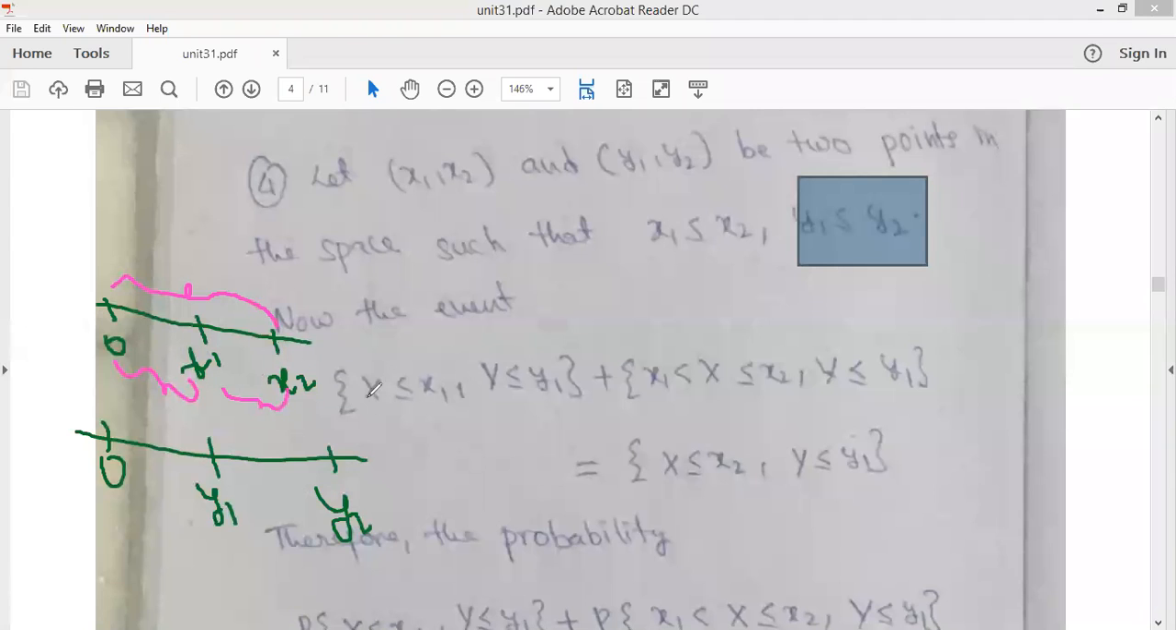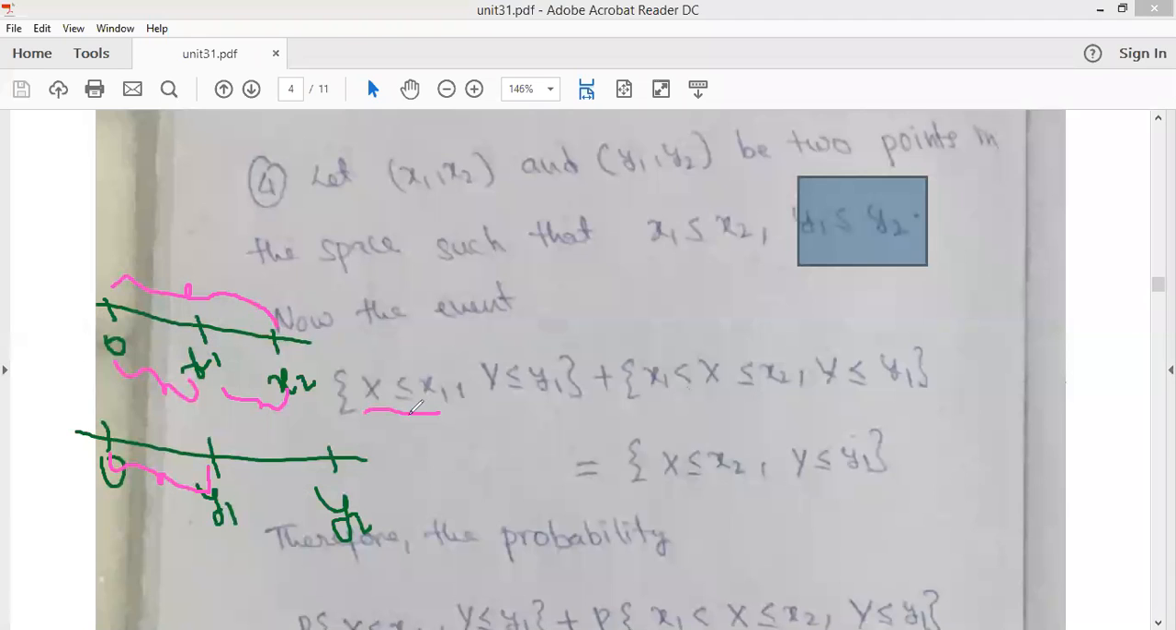So x less than or equal to x1, y less than or equal to y1, plus, and what is the range here? x1 less than x less than or equal to x2, y less than or equal to y1. We are not changing the y range. Y range is taken as 0 to y1 only. So 0 to y1 we have taken for y, whereas the x range we have to take as 0 to x2. 0 to x2 we divided as 0 to x1 and x1 to x2.